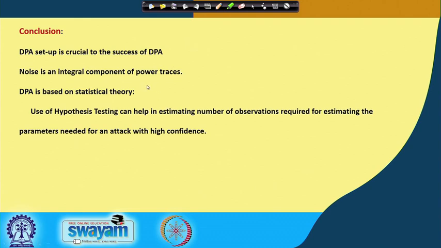And DPA is largely based on statistical theory. So, it is important to go back and look at these techniques like hypothesis testing and so on, which can help in estimating the number of observations which are required for properly guessing the parameters which are needed to do an attack with high confidence. So, it is always good to back up our experiments with a good rationale and proper explanations using statistical tools. And these statistical tools which we just now discussed help us in doing so.